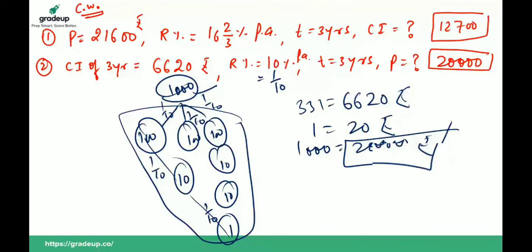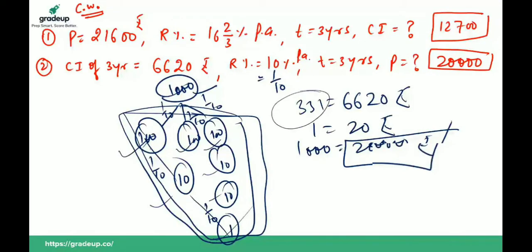Naresh is asking how it is 331. Naresh, when this is 3 year CI, whenever you add 100, 100, 100, 10, 10, 10, 1, you will get 331. Okay? Okay, now let's move to the next questions.